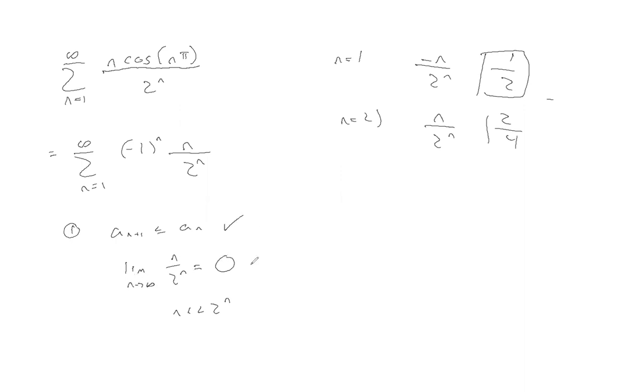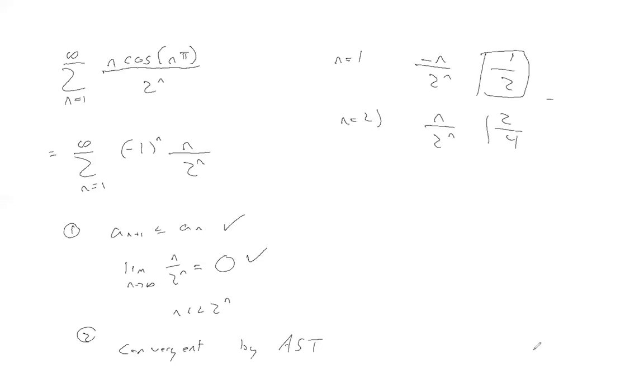Okay, so both conditions hold. So this should be convergent, and it's going to be convergent by alternating series test. And let's see, let's revisit that for a second.